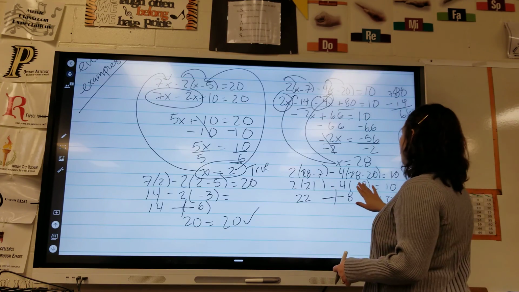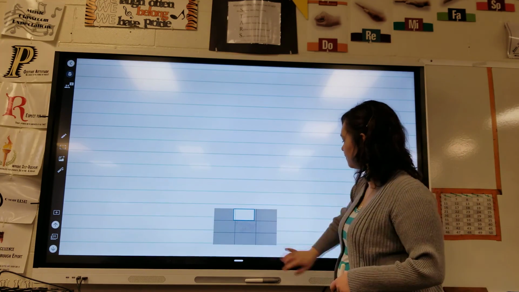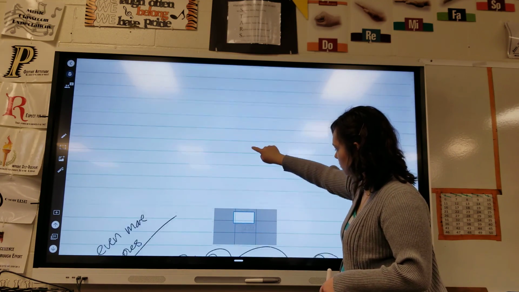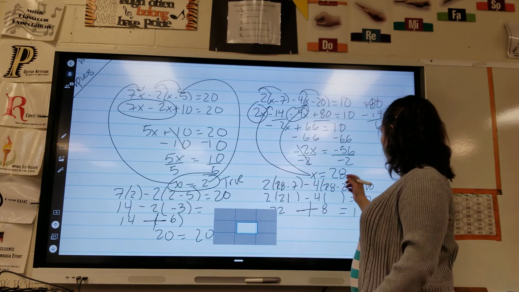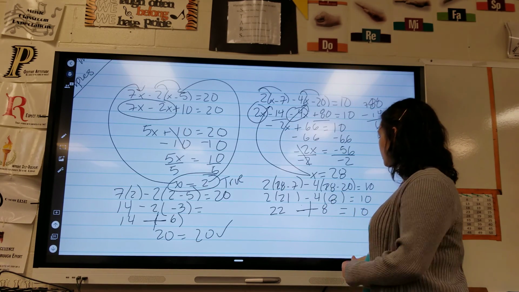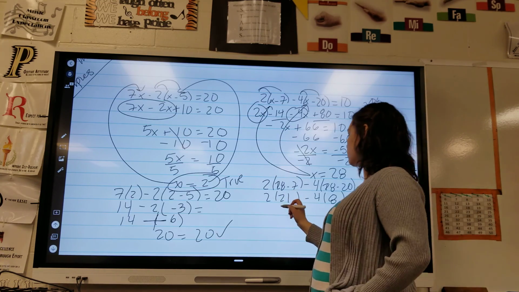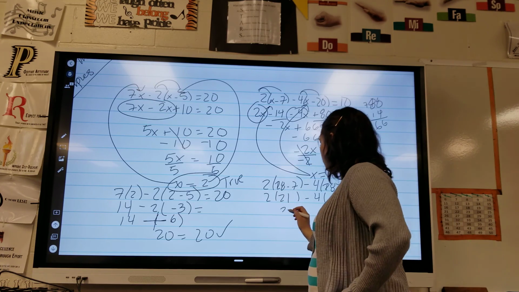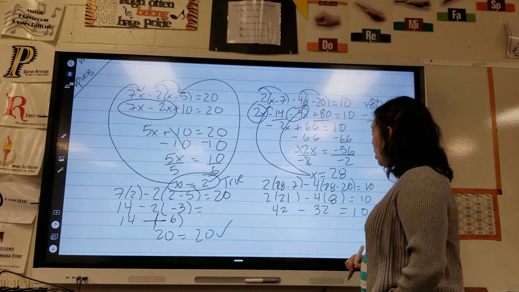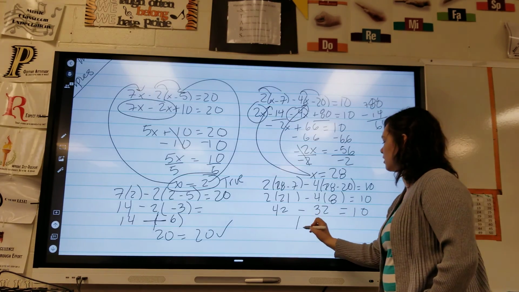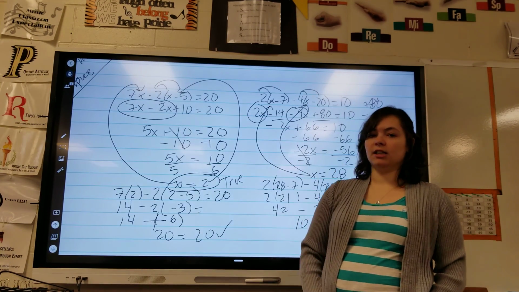And 28 minus 20, oh, that's so much nicer. No negatives there, right? All right. 28 minus 20 is just 8. So now we don't even have to worry about this. 2 times 21 is going to be 42. Subtracting 4 times 8, which is 32. Hallelujah. 10 equals 10.